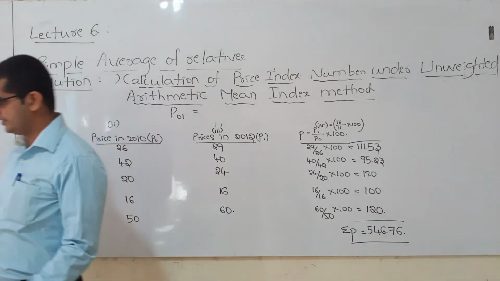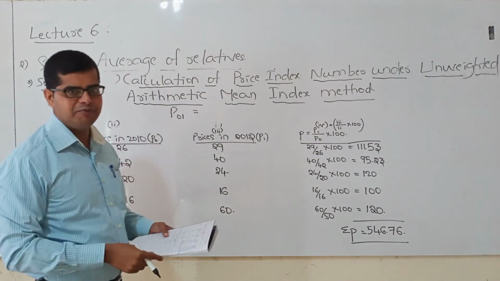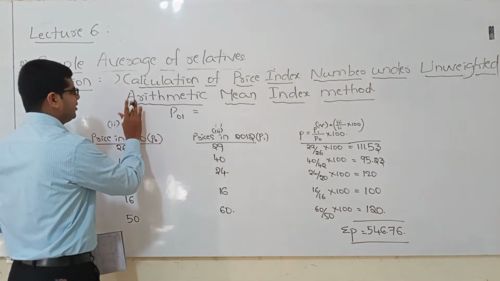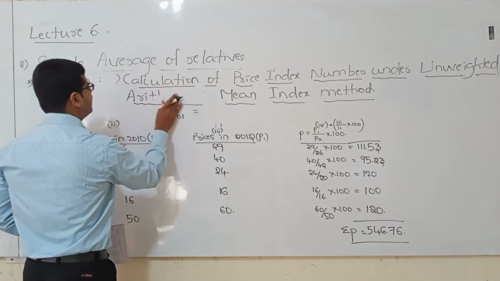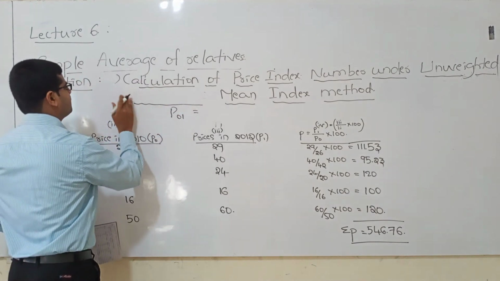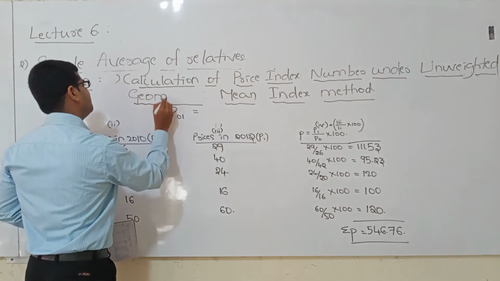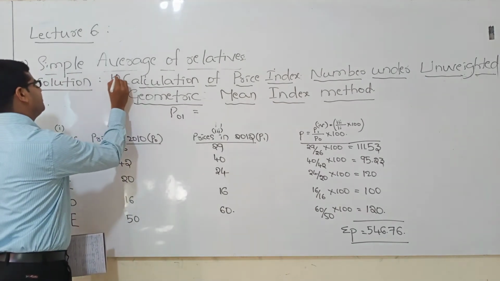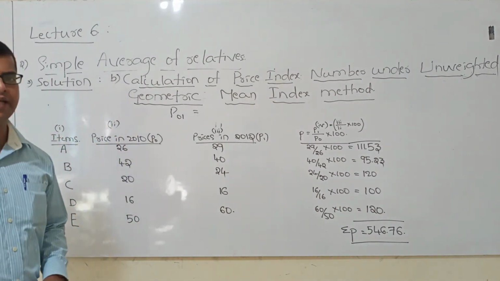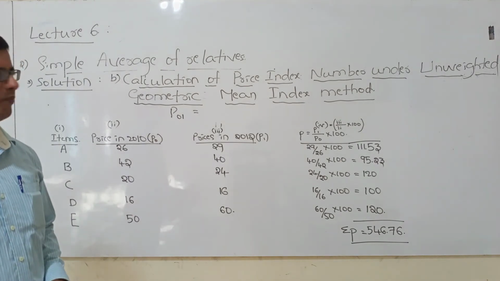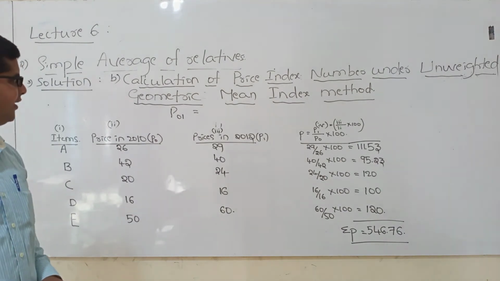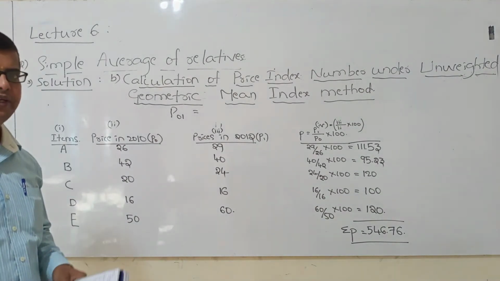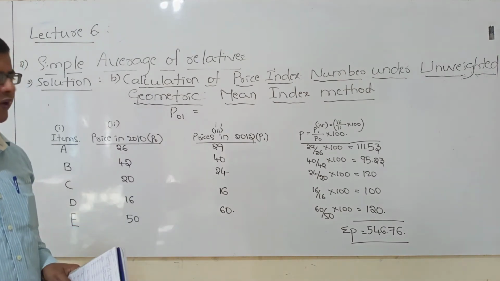This calculation we need even for the second method, that is calculation of price index number under the unweighted geometric mean index method. So this is B, the second question given for the same problem. Calculation of price index number under unweighted geometric mean index method. So what is the formula? Everywhere we write the formula first, and according to the formula we calculate the values.